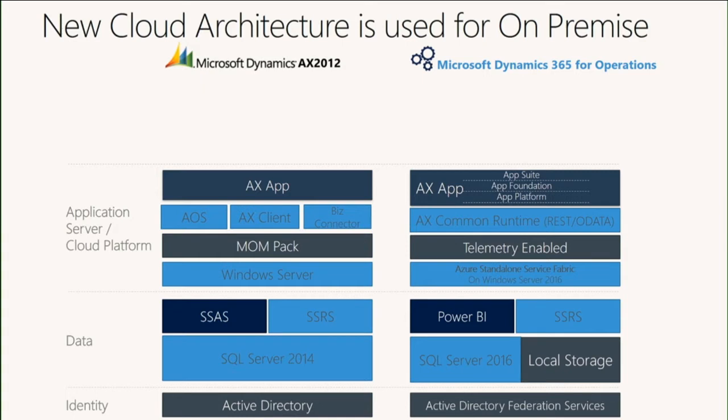The application server, we've done significant improvements when we released the cloud stack. So the new on-premises stack looks much more like the cloud stack than the previous AX2012 stack, where you can see the AX application was a monolith at that time. Now we've separated them out into the app platform, app foundation, and the app suite to modularize it better.